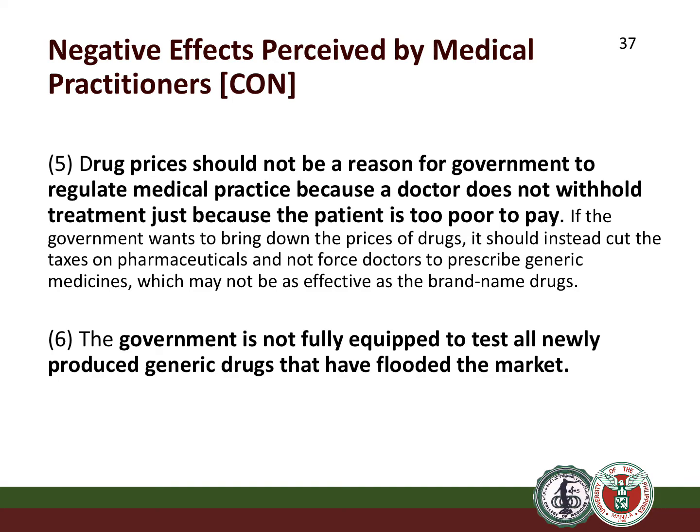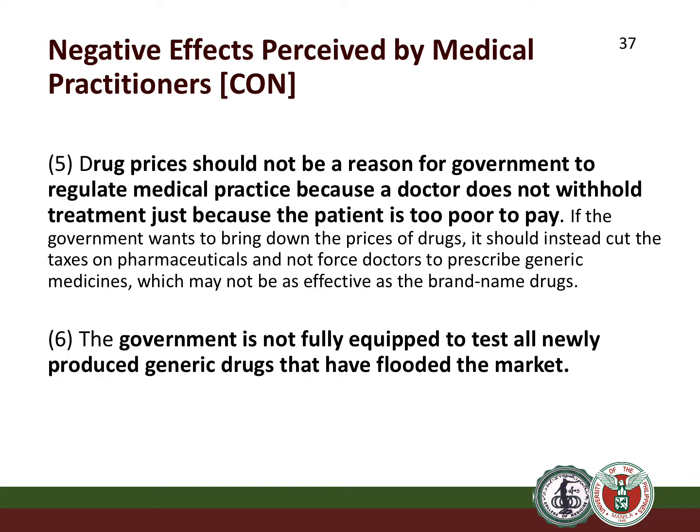They also said that if drug prices are a problem, maybe the government should just lower the taxes on pharmaceuticals rather than forcing doctors to prescribe generics, no? Because a doctor does not withhold treatment just because the patient is too poor to pay. So they're saying it's not the fault of the doctor that I prescribe this, no? Because doctors are willing to forego even their professional fee. But on the other hand, if the government really wants to help, just bring down the taxes, cut the taxes.